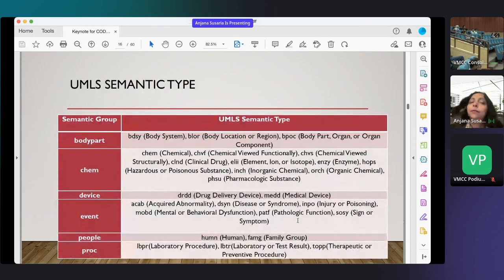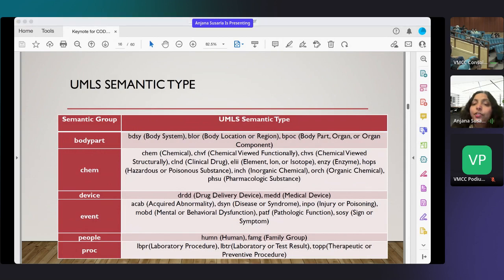So this is basically the UMLS. All these are semantic types in UMLS. So what are semantic types? They can be different groups. There can be body parts. There can be chemical, devices. There can be events, people, procedures.